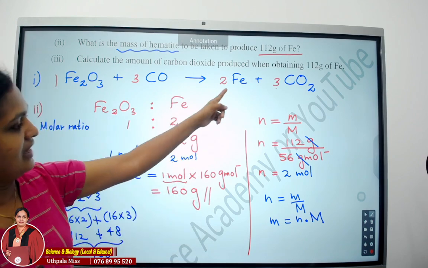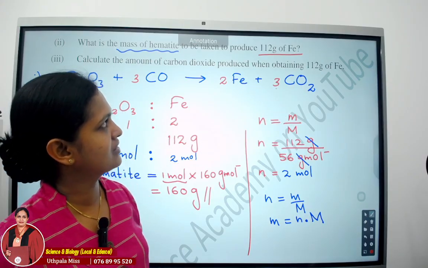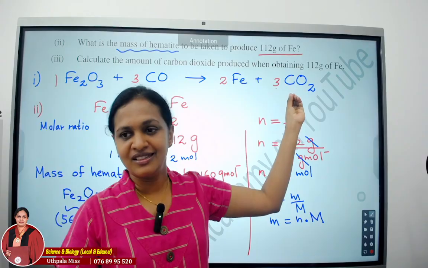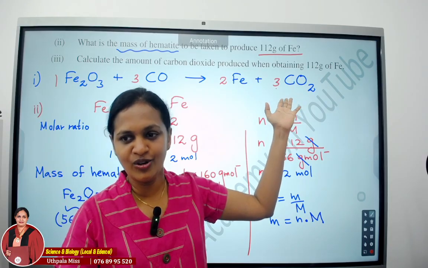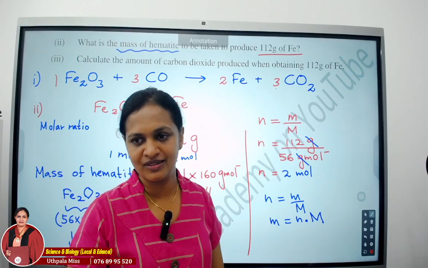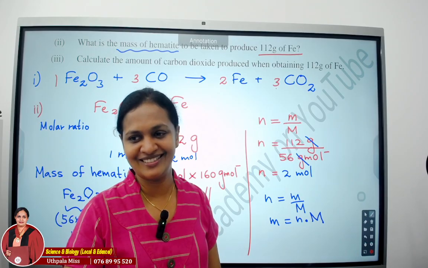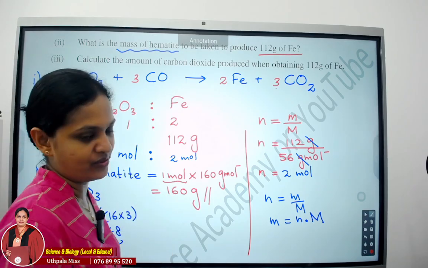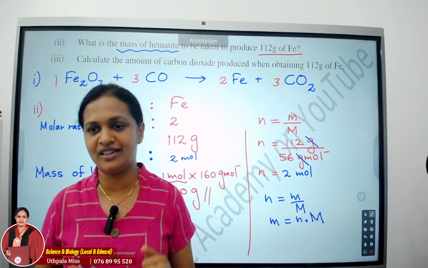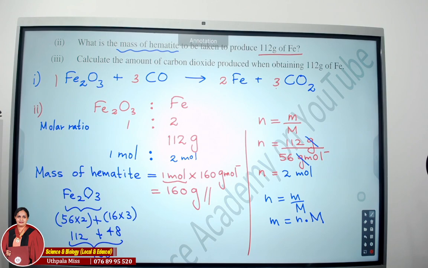Iron is 112 grams now, so what is the amount of carbon dioxide produced, in moles? That is 3 moles. Now I have added another part to the question, the fourth one: find the mass of carbon dioxide produced.